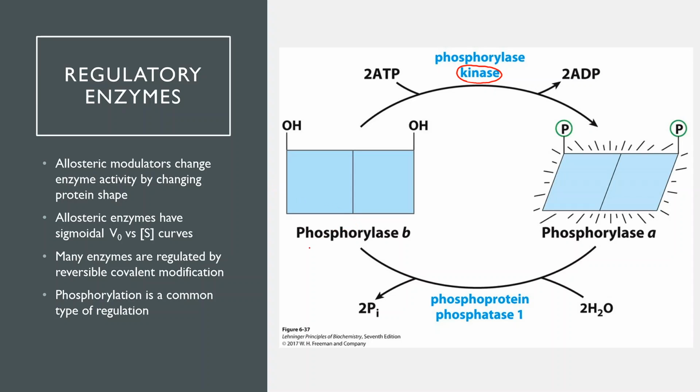So this enzyme, phosphorylase, has two forms. Phosphorylase B and phosphorylase A. Phosphorylase B is the unphosphorylated form. Phosphorylase A is the phosphorylated form. Now, phosphorylase itself is not an enzyme that adds phosphate groups. It just happens to involve phosphate groups itself.